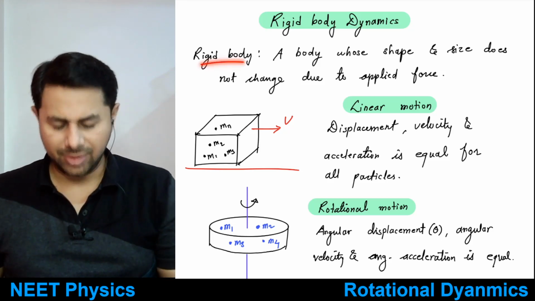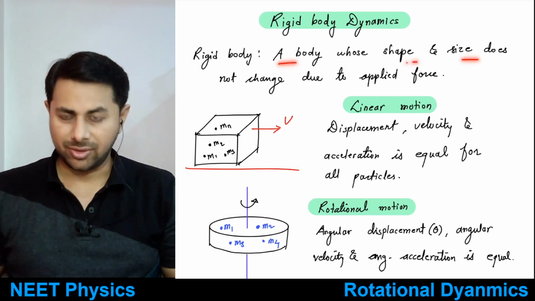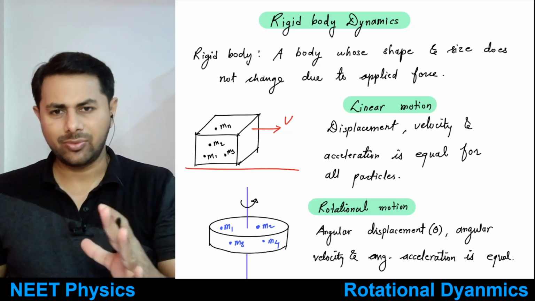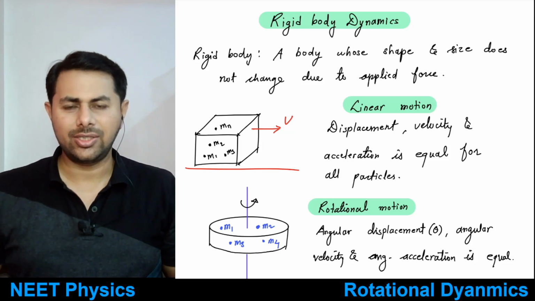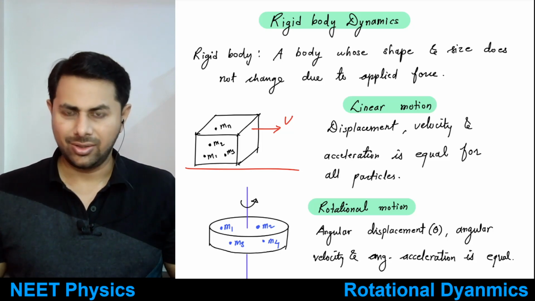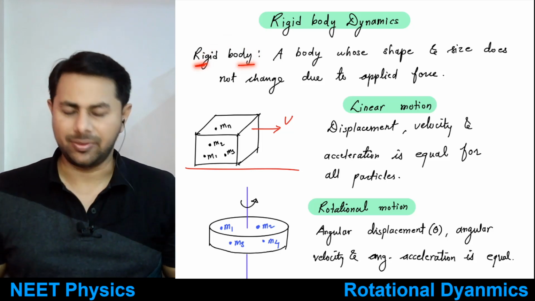So now, what is a rigid body? A rigid body is a body whose shape and size does not change due to the applied force. So you exert some force, then it will only change the motion of the body and it will not change its shape or size. That kind of body, this is an idealization, is known as a rigid body.